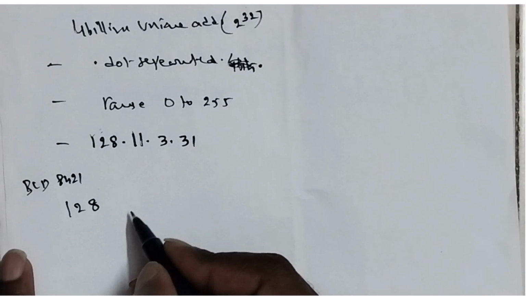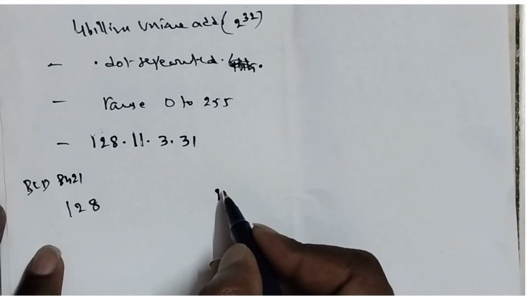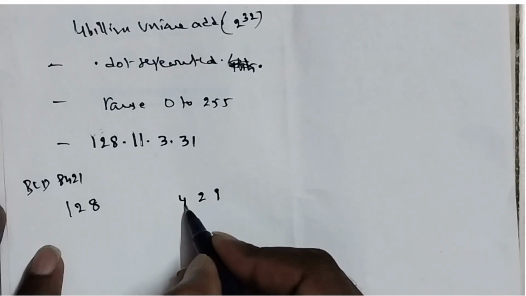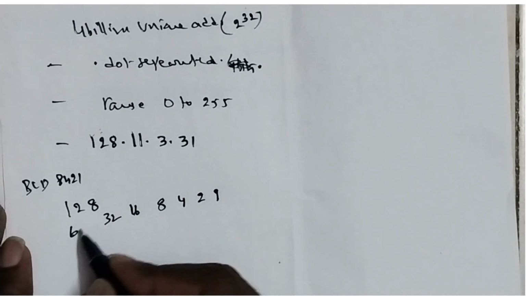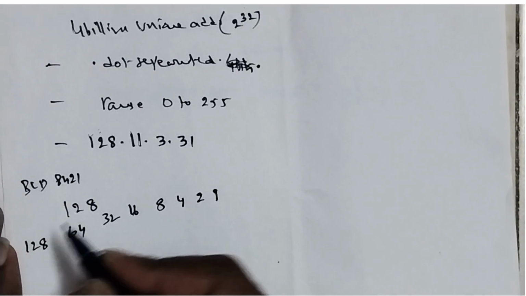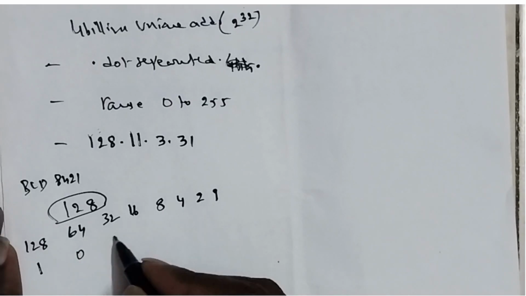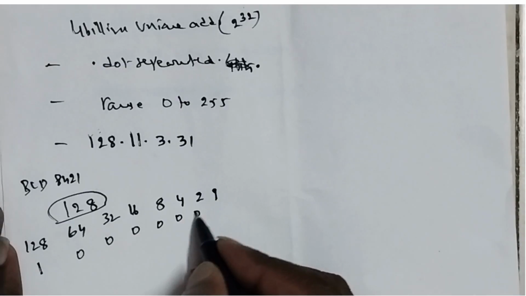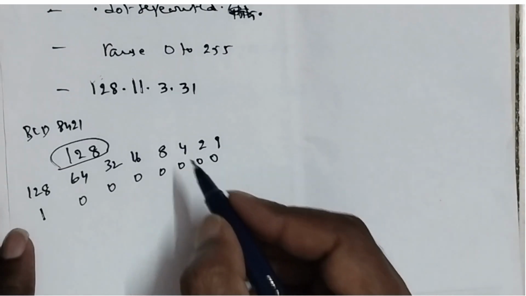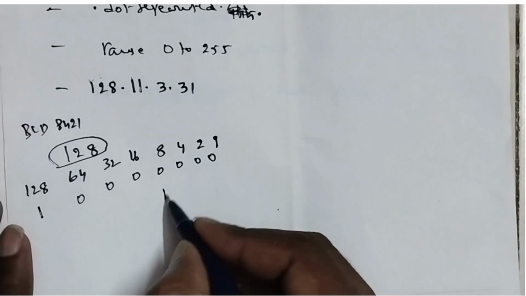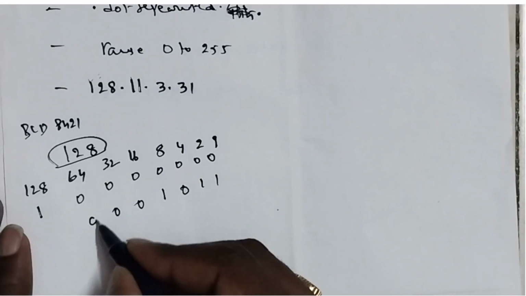For example, here 1, 2, 4, 8, 16, 32, 64, 128. Here we are writing for 128. 128 means 1, and the remaining are all zeros. Then 11: 11 means 8 plus 1, so 1, 0, 1, 1, and the remaining are all zeros.